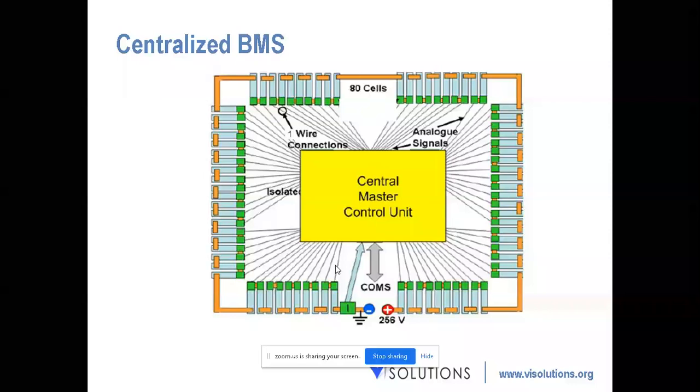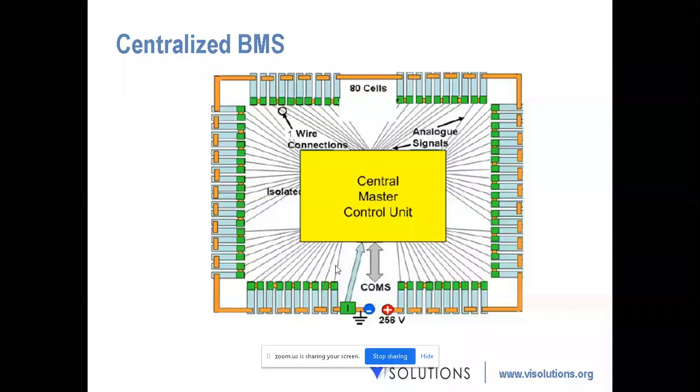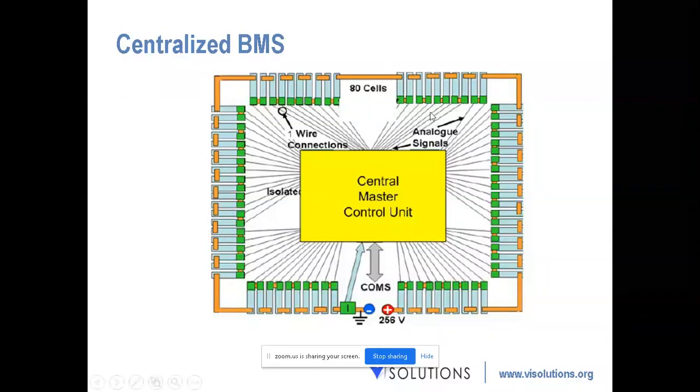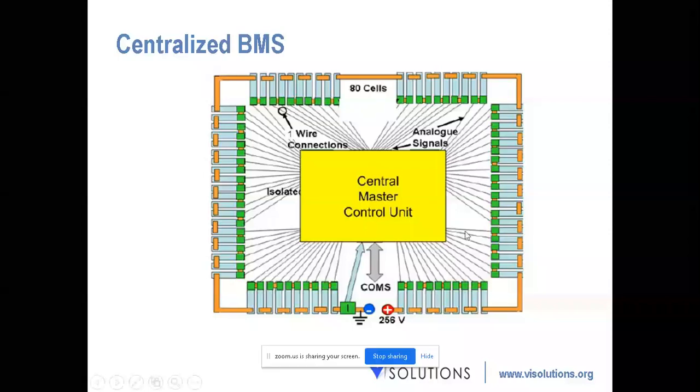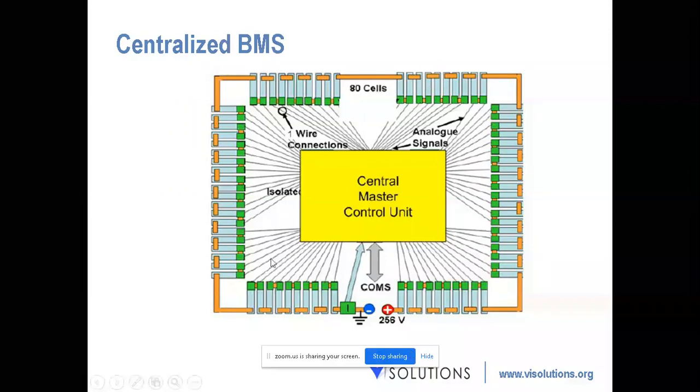This was typically employed in earlier versions of inverters, or you can also say very early versions of electrical vehicles. But the problem here is you'll be having a lot of wires. A large amount of wires will be required to collect the data from each and every cell, and everything is centralized. So if this goes wrong, the total system goes wrong.